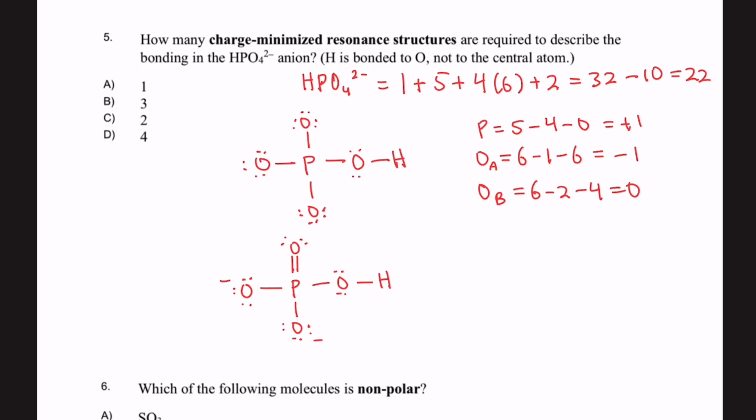So there are 3, and the reason why is this double bond can move to this area and also this area. And very important, the O with the H bonded to it does not move when we count resonance structures. So that's going to be 3.